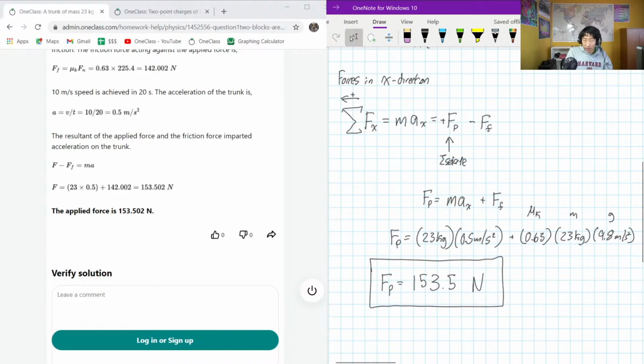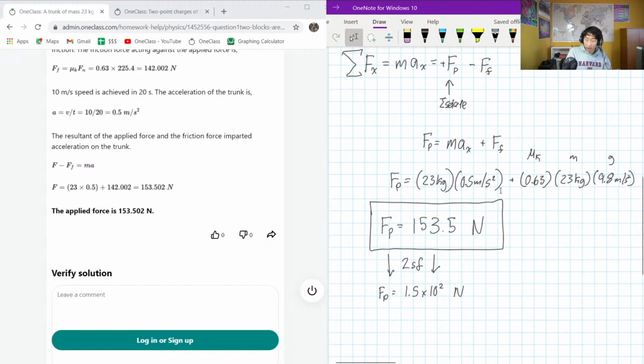We were only given two significant figures, so to adjust for that, we should write instead Fp is equal to 1.5 times 10 to the 2 newtons, just to be a little bit more formal with our significant figures incorporated in here. Okay, so yeah, that is the solution.